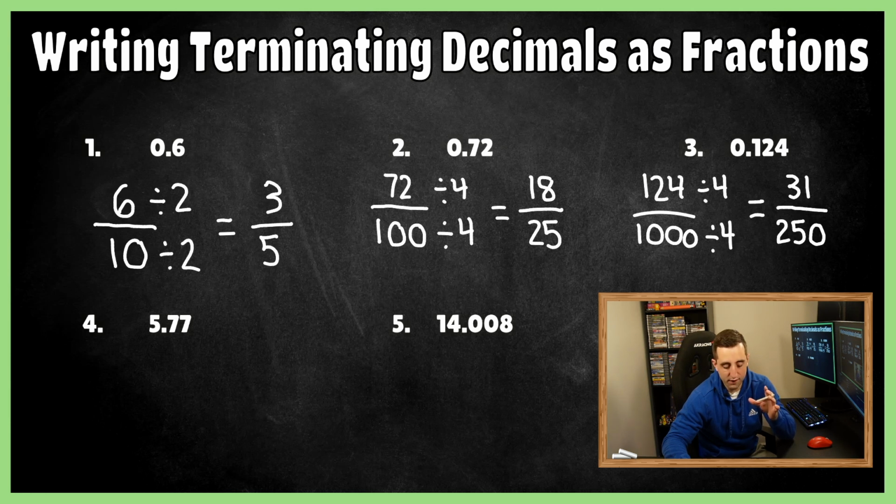Now you're going to notice for numbers 4 and 5, they get a little bit more challenging because these are the first ones that have a number in front of the decimal point, but it really isn't any more challenging than the other ones. We just want to make sure that the number in front of the decimal point goes in front of the fraction at the very end.